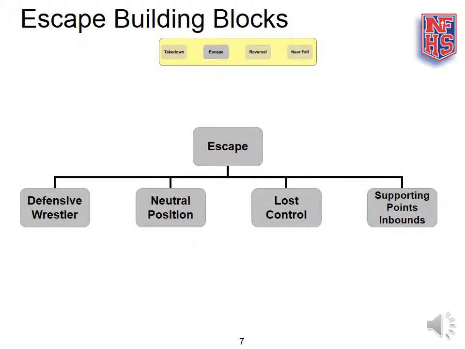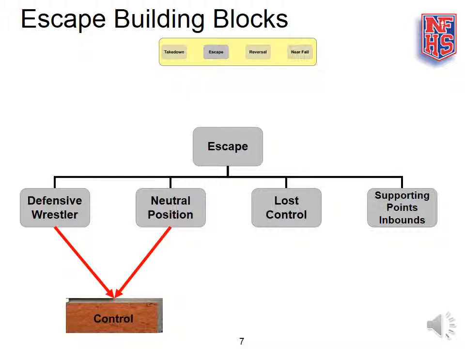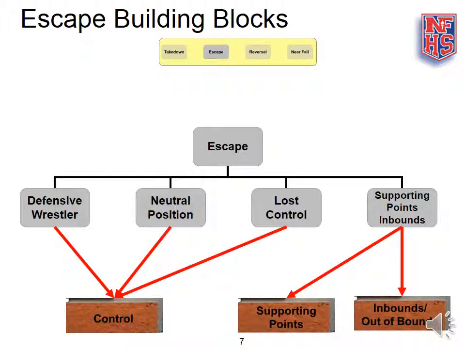First, let's look at the building blocks of the escape again. Defensive wrestler, that means we have to assess the control situation. Neutral position, also the control position. Lost control, again, control. We have to understand what the concept of control is. And then lastly, supporting points inbounds. We have to know what those supporting points are, and we have to know what they are relative to the boundary lines and the rules on inbounds and out of bounds.